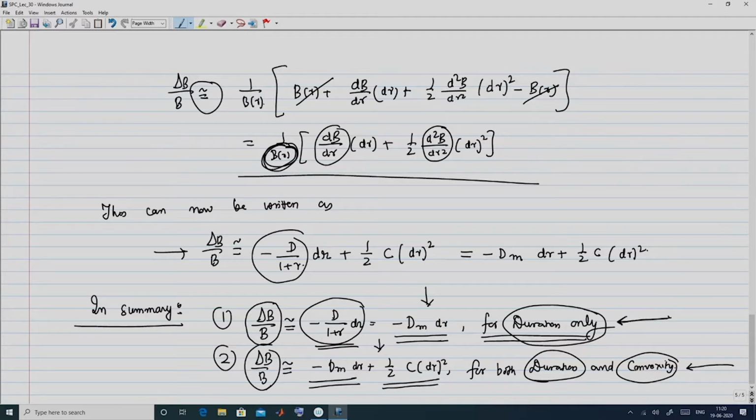So, the addition of the convexity term helps us obtain a correction, or a better estimate, as compared to the one given by just the duration only. And what is this an estimation for? This is the estimation for the percentage change in the bond price as a result of the interest rate moving by some small amount dr.